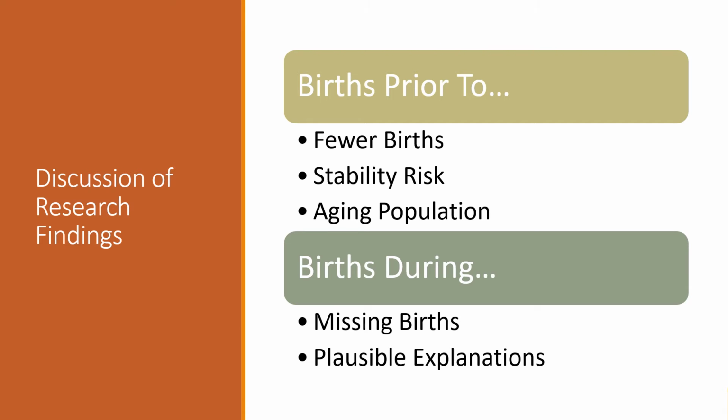Discussion of research findings. Births prior to COVID-19. Prior to the onset of the COVID-19 pandemic, fertility rates were already declining in the U.S. This is attributed to the second demographic transition, in which changes in society such as increasing age at first marriage, emergence of same-sex marriage, increases in cohabitation and non-marital childbearing, as well as voluntary childlessness contribute to fertility decline.